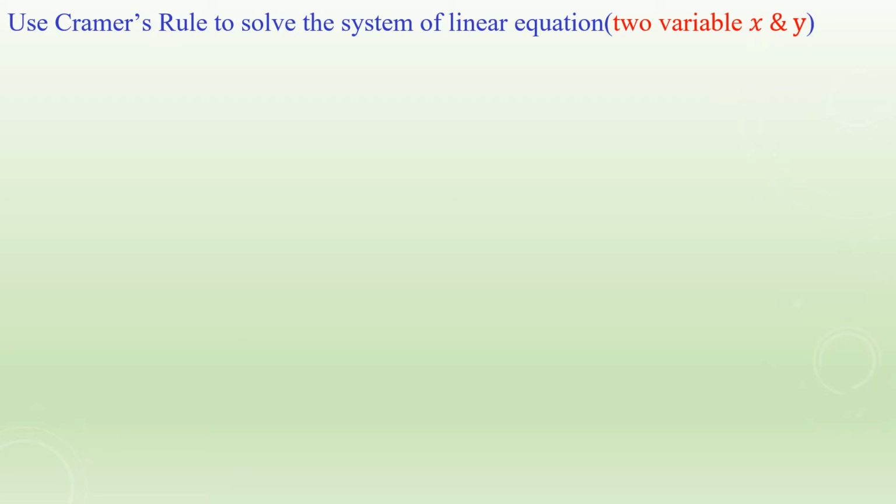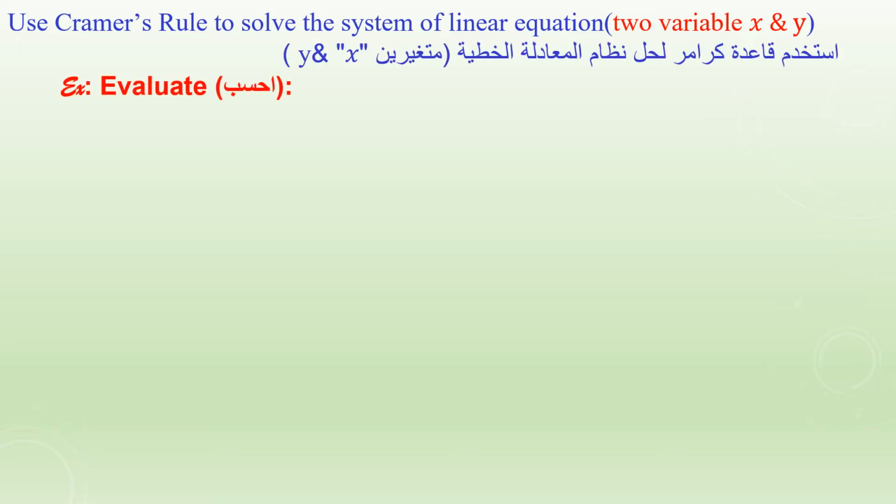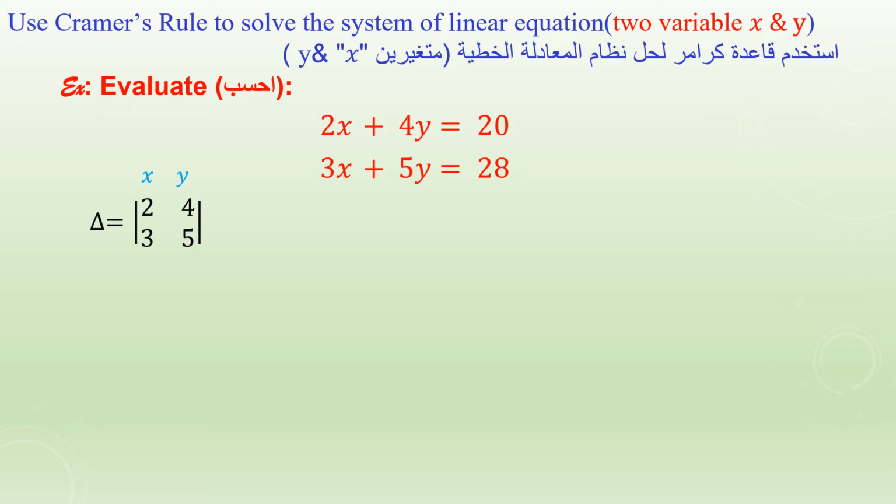Now we use Cramer's rule to solve a system of linear equations with two variables, x and y. The equations are 2x plus 4y equal 20, and 3x plus 5y equal 28. I need five steps. The first step is delta.